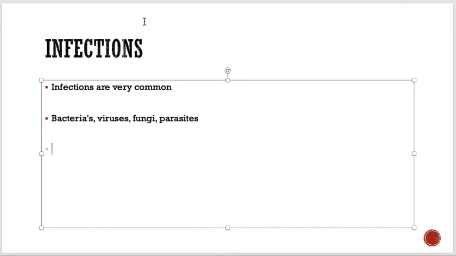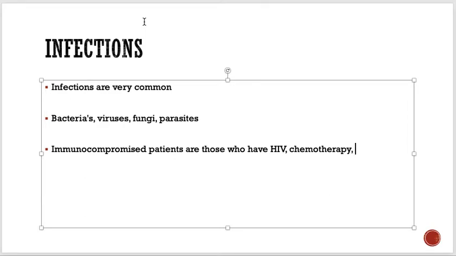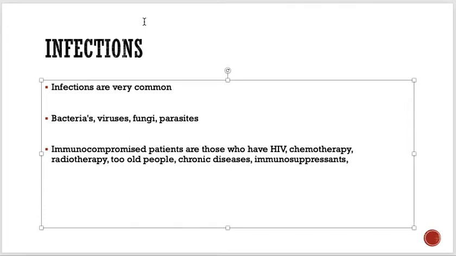So now, the point here is what role diagnostics play in this. That's the important point we are going to discuss. There are certain groups of people who are more prone to infections, for example immunocompromised people, those whose immunity is not fine. For example, people who have HIV, who are getting chemotherapy or radiotherapy, or very old people, plus anyone who has chronic diseases, anyone on immunosuppressants, like people who have had a kidney transplant, plus anyone taking steroids.